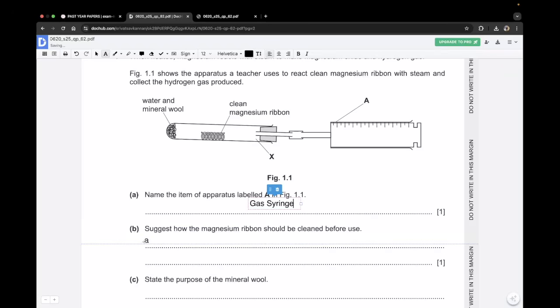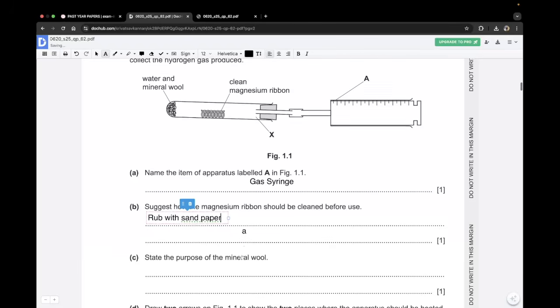So just how the magnesium ribbon should be cleaned before use, right? So again, this is a simple thing, right? Whenever they ask about cleaning a metal, you always say rub with sandpaper. So this is another standard answer.